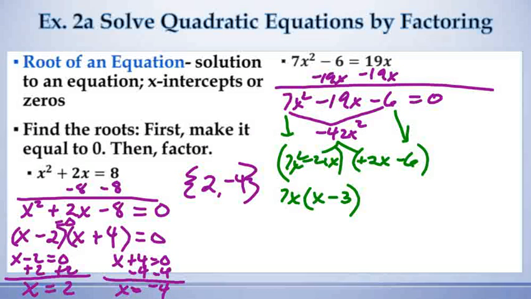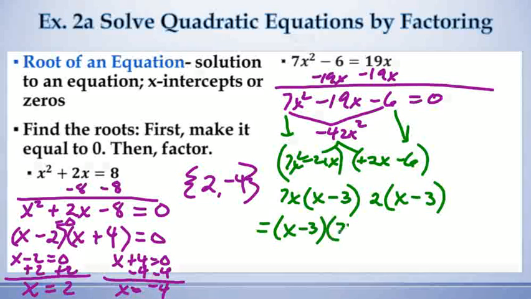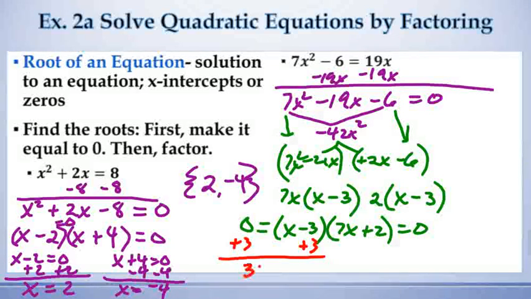Over here, I can take a 2 out. That leaves me with x minus 3. So when I factor that, put my binomials together, I have x minus 3 in my answer, and I have 7x plus 2. And these both have to equal 0. So now, to find out what x could possibly be, I add 3 to both sides. So here, x can equal positive 3.